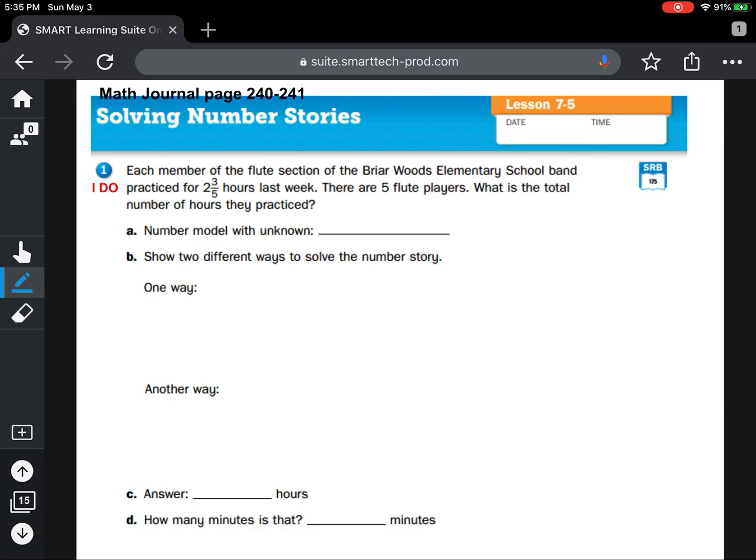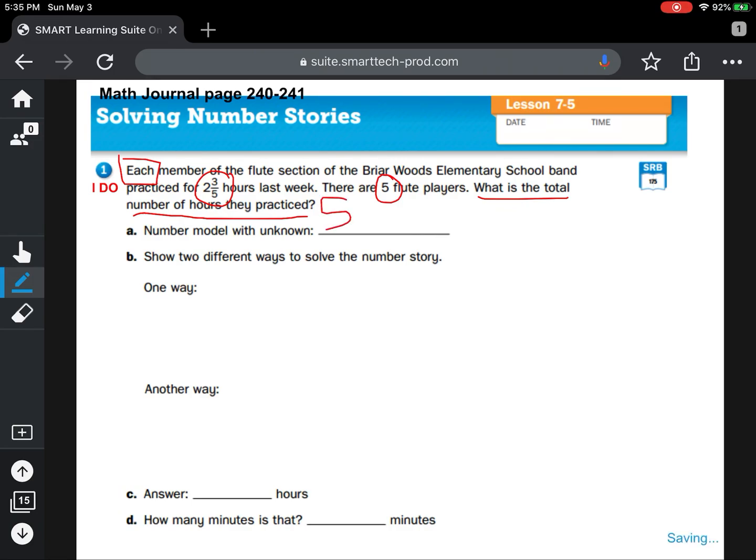Let's start by using some of our cube strategy. First, we know each player practiced 2 3/5 hours last week. And there are a total of 5 flute players. What we're trying to figure out is what is the total number of hours that they practiced. That word each up here can tell us that we can multiply or divide, and we know that we are trying to figure out the total or the full amount they played all together. So that lets us know we're going to be multiplying.